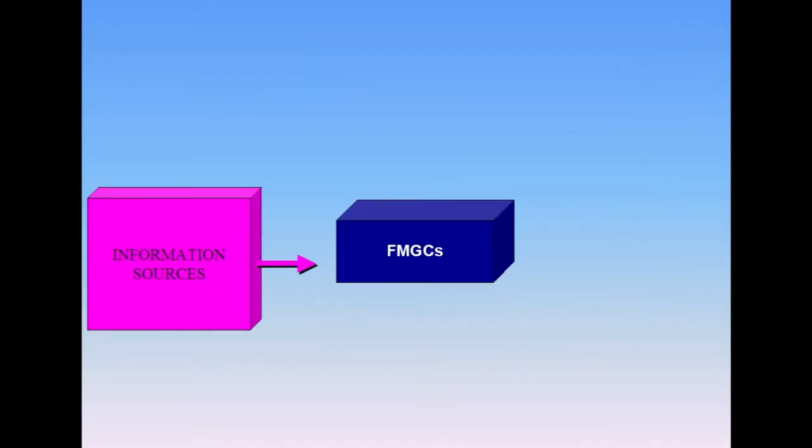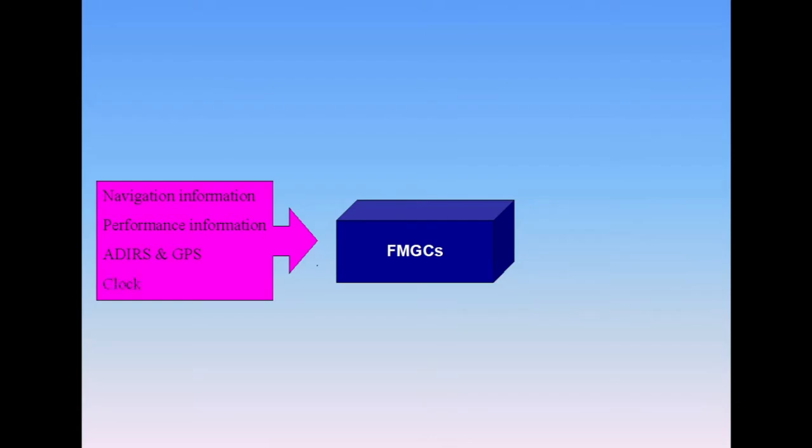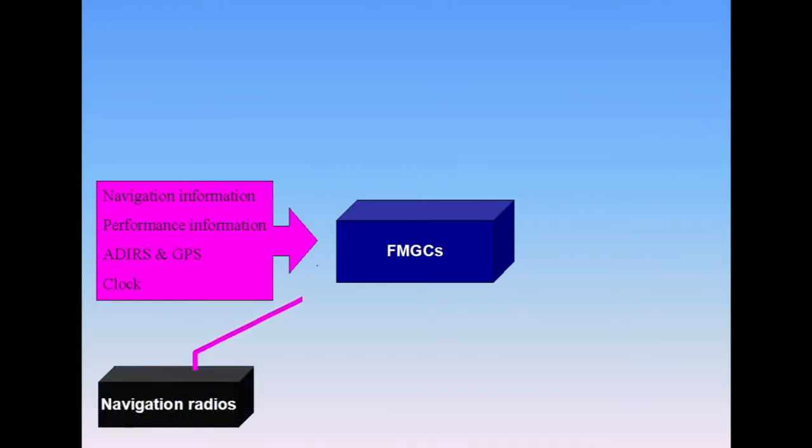The FMGCs receive navigation information, which contains details of airfields, nav aids, airways, routes, waypoints, procedures, SIDs, STARs, approaches, missed approaches, etc. They also receive aircraft performance information; the Air Data and Inertial Reference System, ADIRS, and the Global Positioning System, GPS, for position and dynamic information; the clock; and radio navigation information.